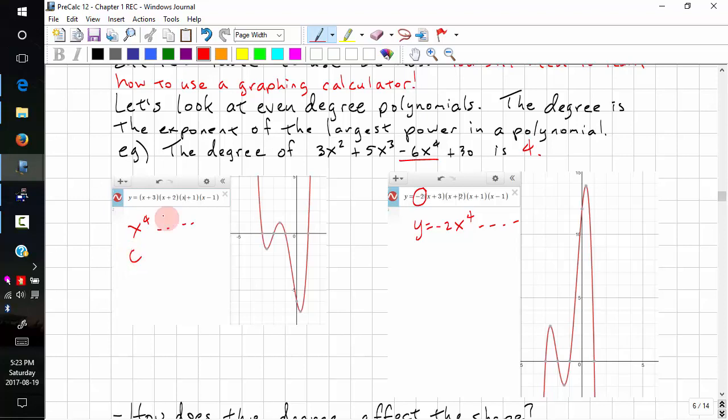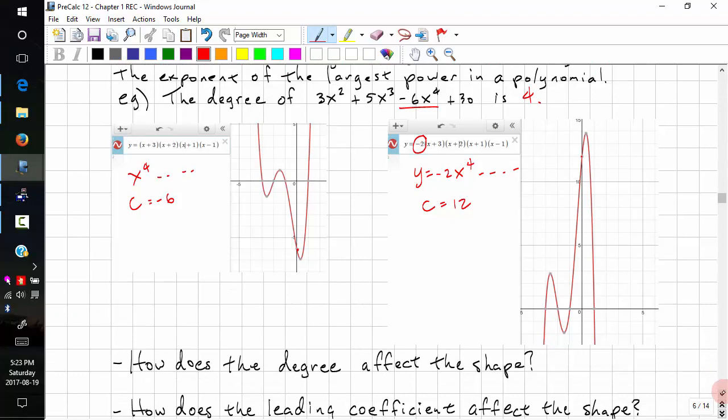The leading coefficient is 3 times 2 times 1 times negative 1. So the leading coefficient is negative 6. The constant term here is 3 times 2 times 1 times negative 1 times negative 2. So this is 12. And the constant term is also our y-intercept. So you can see our y-intercept here is negative 6. Our y-intercept here is 12.